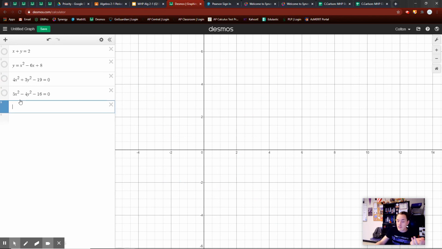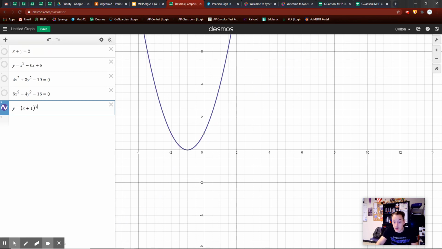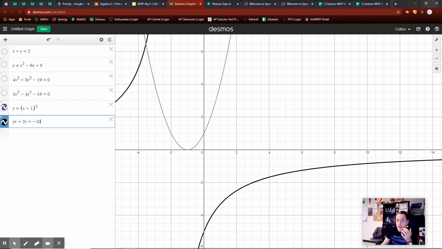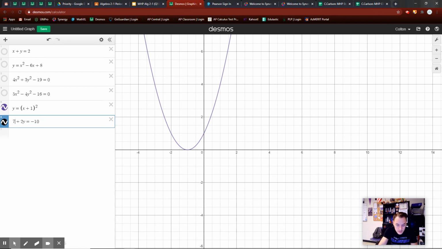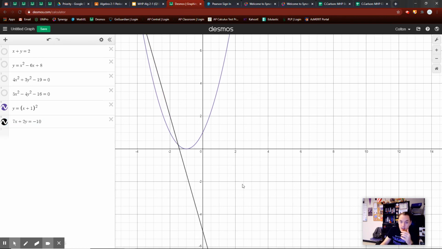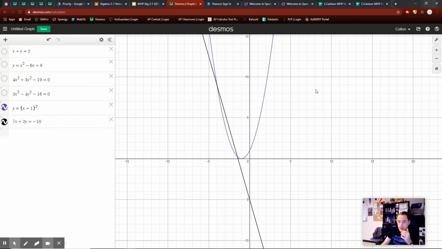Let's erase these. Let's plug that in. So I have y equals, and then in parentheses, x plus 1, and then quantity squared, so a parabola that shifts 1 to the left. And then I have 7x plus 2y equals negative 10. So now, a lot of funky stuff here. Oh shoot, I have 7y. 7x, sorry, 7x. Still some funky stuff, so let me zoom out. So it will cross in one point right here and one point right here.